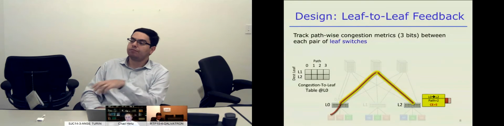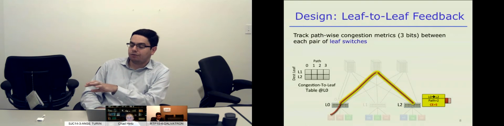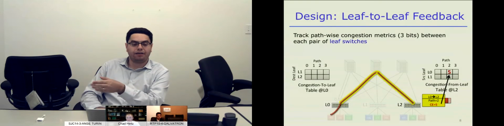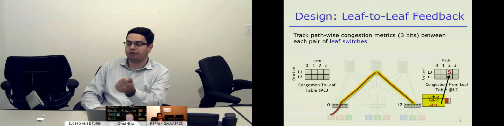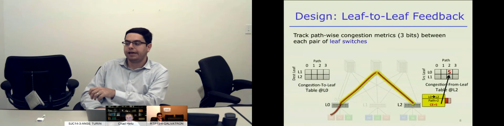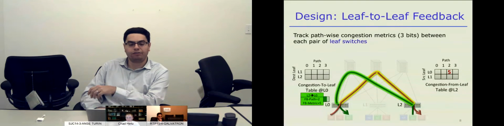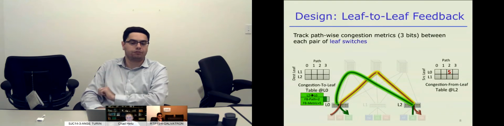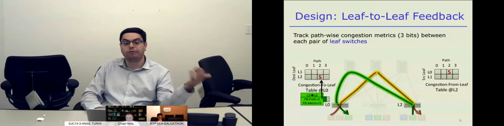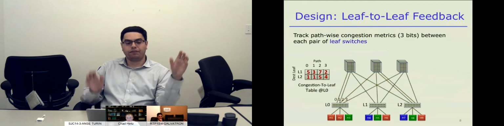So just to round out this slide, I need this information at the source leaf, and the way we get this in CONGA is we basically piggyback it on packets that are going in the reverse direction. The switch L2 will temporarily store the information, and then anytime there's a packet going in the reverse direction, it will pick up the metric from L2 and carry it back to L0 and populate the congestion-to-leaf table at L0, which is the one that we set out to populate. So this is how we get this information.